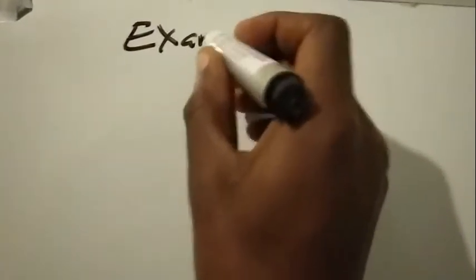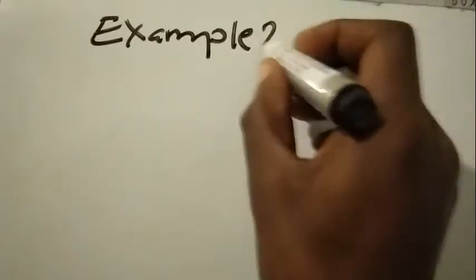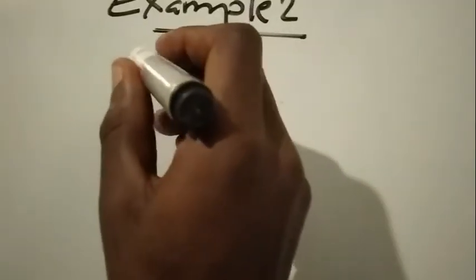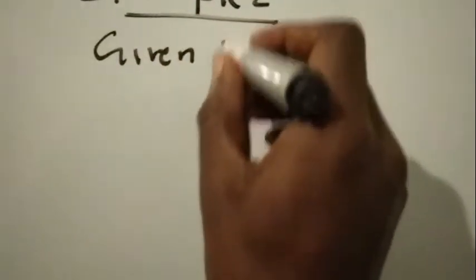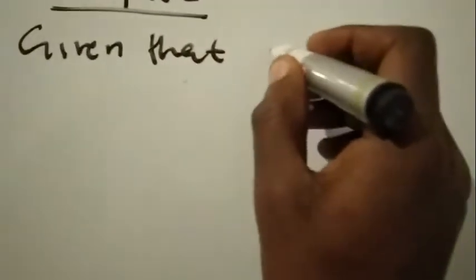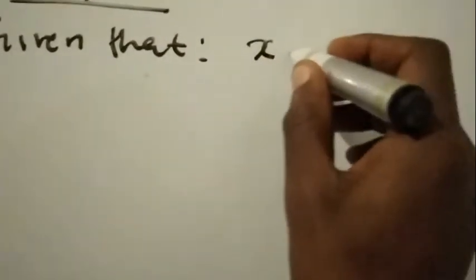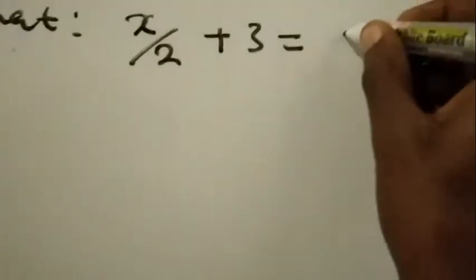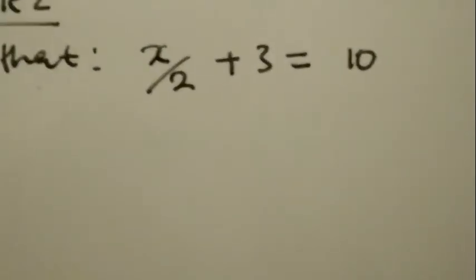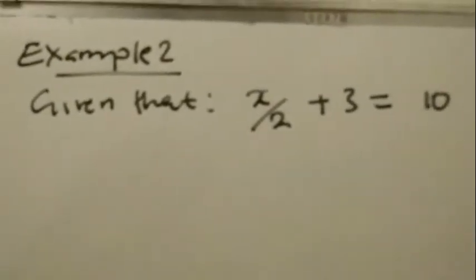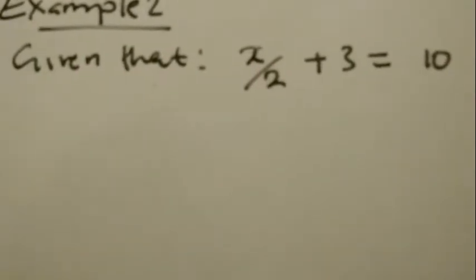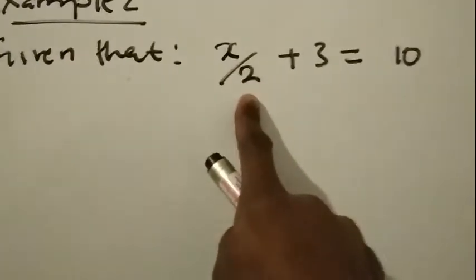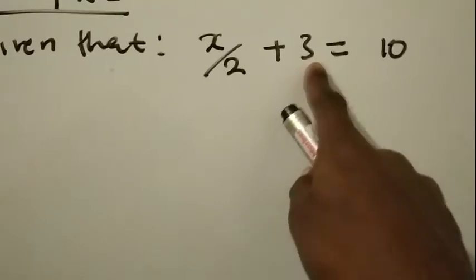Okay, so example 2. Given that x over 2 plus 3 equals 10. Now, when you look at this equation, it's saying that x over 2 plus 3 equals 10.